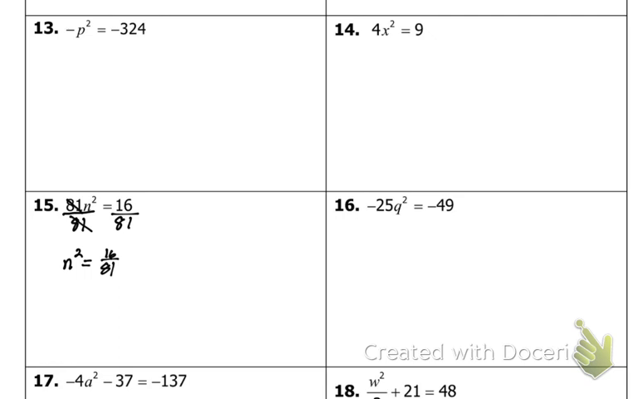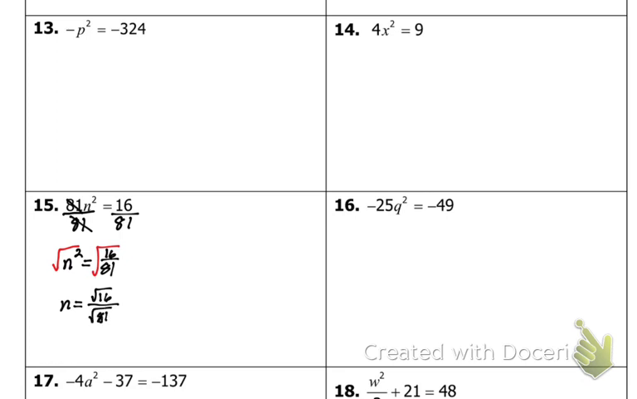We're going to undo the square, which is square root. Don't worry about fractions. Just do all the stuff you would normally do. So I'm going to take the square root of both sides, and now I'm going to have n equals... Now we got to remember something about square roots from back in the day. When we take the square root of a fraction, we are taking the square root of the numerator and the square root of the denominator. So I'm going to rewrite this as the square root of 16 over the square root of 81.